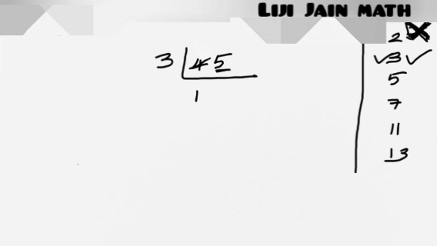Balance has to be written above. 3 after 4 balance 1. Understood? Is it clear? 3 ones are 3, but here we have 4. So, 3 after 4 balance 1. That balance has to be written above this 4.